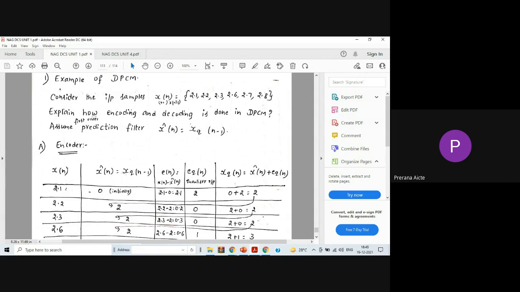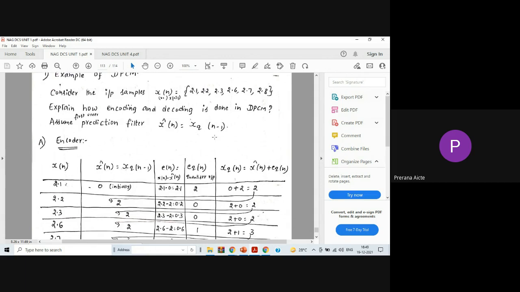We said we are using the prediction filter. It can predict the value of the present sample, and the prediction may not be exact, but it is very close to the sample value, right? Assume they have given the prediction filter as x̂(n) equal to xq(n minus 1), because it is the past sample, delayed by one sample. x̂(n) is the prediction filter output, and x̂(n) is xq(n minus 1).